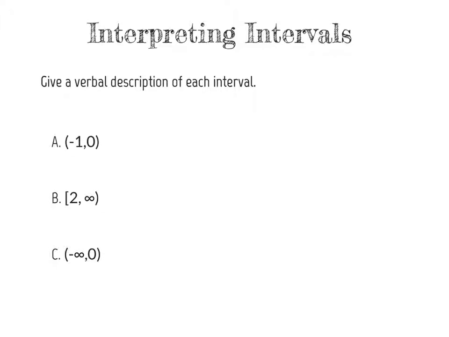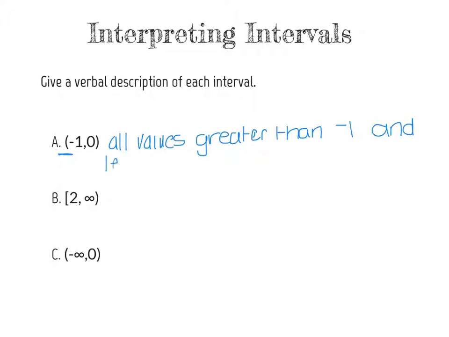In interpreting intervals, we are asked to give a verbal description of each interval. So interval A, we have negative 1 to 0. This would be all values greater than negative 1. And because it's a parenthesis, it is strictly greater than, not greater than or equal to. And less than, again, for the same reason, 0. So all values greater than negative 1 and less than 0.